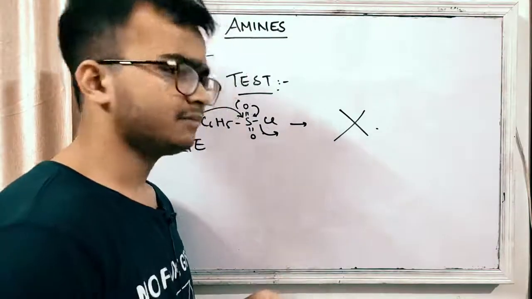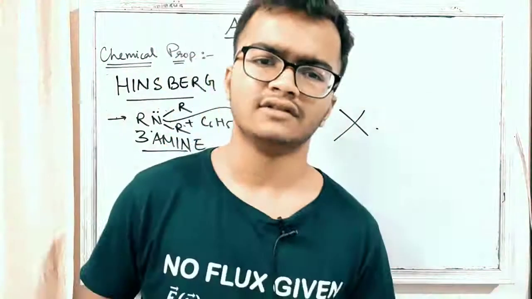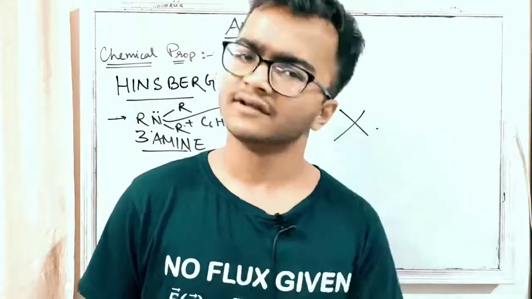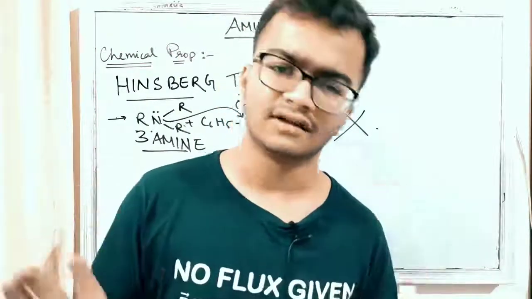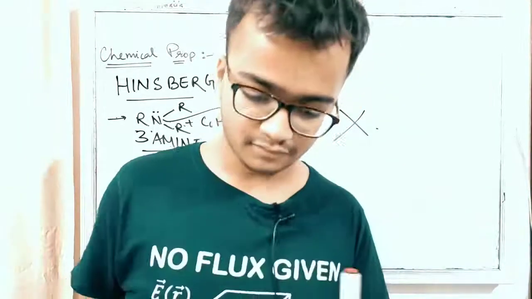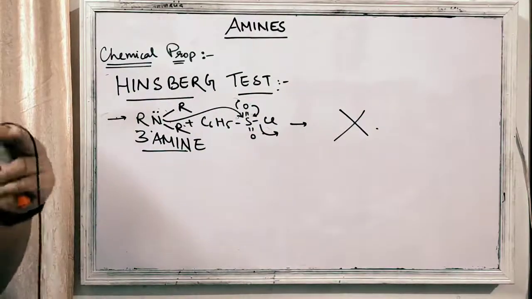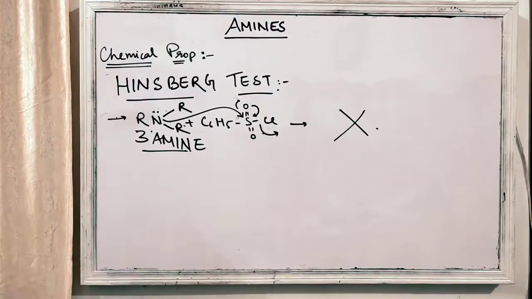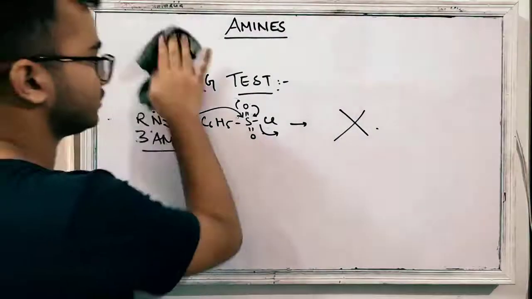Okay, so let's sum up. If the aryl sulfonyl chloride or the Hinsberg reagent reacts with the amine and also with the NaOH, it is the primary amine. If it does not react with NaOH, it is the 2 degree amine. If it does not even react with the aryl sulfonyl chloride, it is the 3 degree amine. Okay, so let's move on to another section. This was all about the Hinsberg test for the number of amine. Now we will study the electrophilic substitution of amine. So give the heading electrophilic substitution of amine.